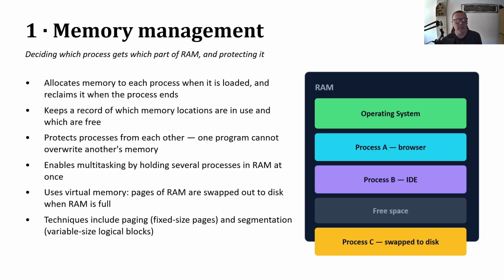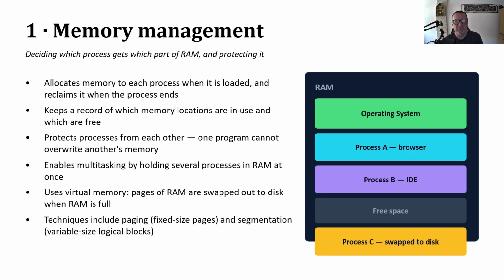So let's have a look at memory management a bit more. Decide which process is going to get the part of the RAM and protecting that process within its memory area. So it allocates memory to each process when it's loaded, and it reclaims it when the process ends. So that memory is then freed up for another process to use. It keeps a record of which memory locations are in use and which are free. Protects processes from each other.